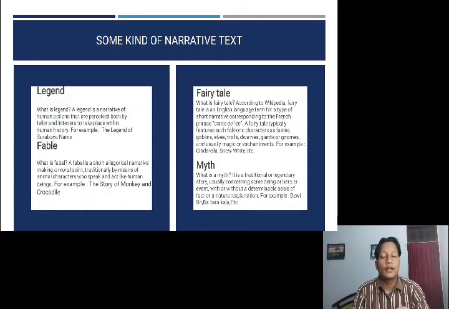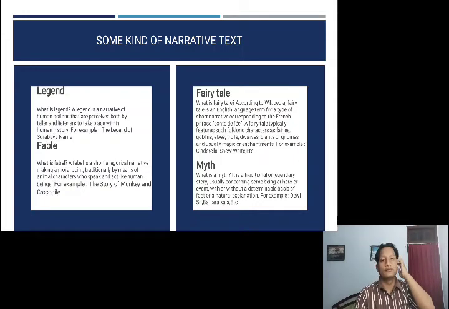And then number 3, fairy tale. What is a fairy tale? According to Wikipedia, a fairy tale is an English language term for a type of short narrative corresponding to the French conte de fées. A fairy tale typically features such folklore characters as fairies, goblins, elves, trolls, dragons, giants, or gnomes, and usually magic or enchantment. For example, Cinderella, Snow White, etc.